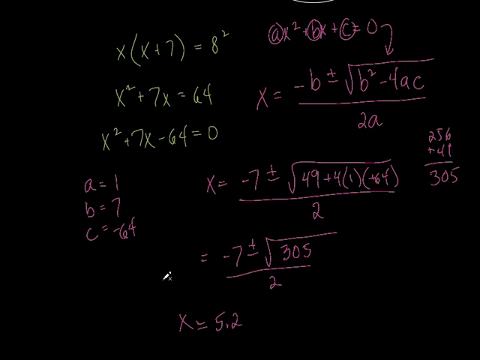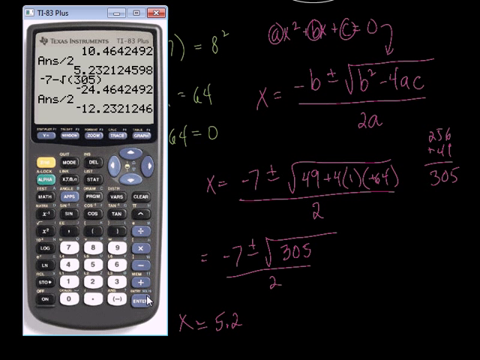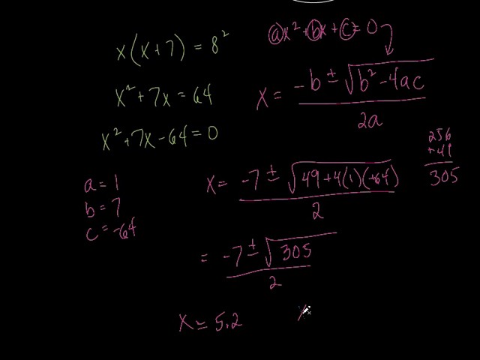Is that our only answer? No. We also have to do the minus part as well. So let's do the same thing, but do minus instead of plus. So it's negative 7 minus the square root of 305. Okay, and that equals that. See, that's a negative, isn't it? And then what do we do with that? Divide that by 2, right? So take this answer and divide it by 2, and we get negative 12.2. So x is negative 12.2.